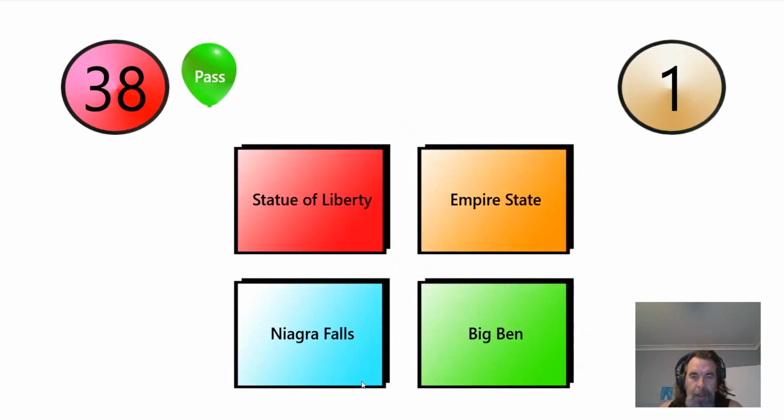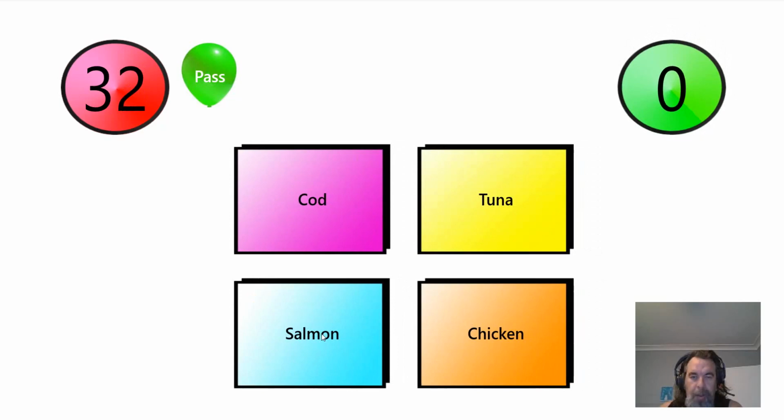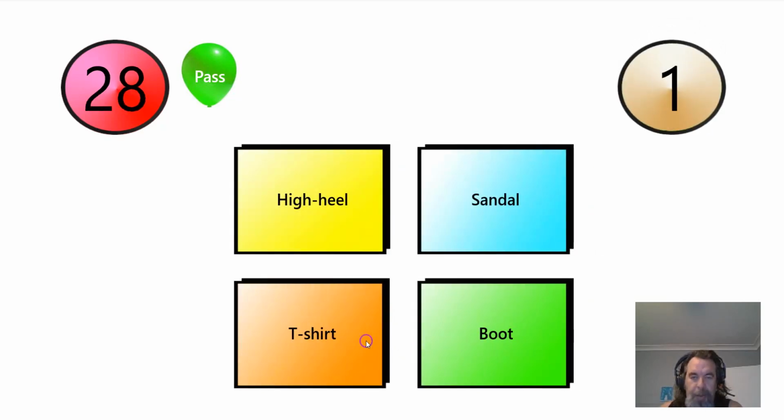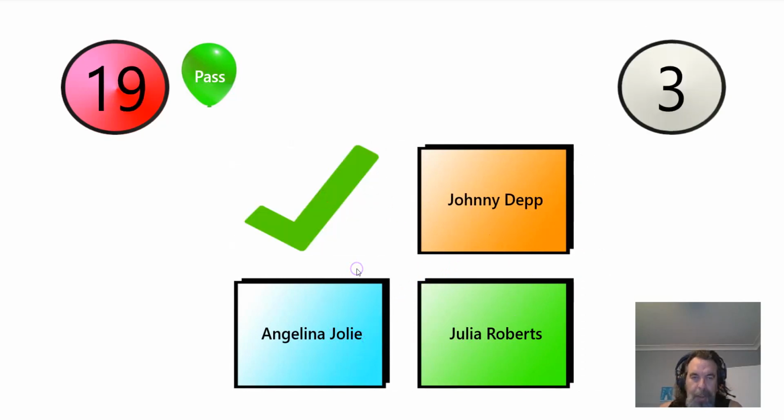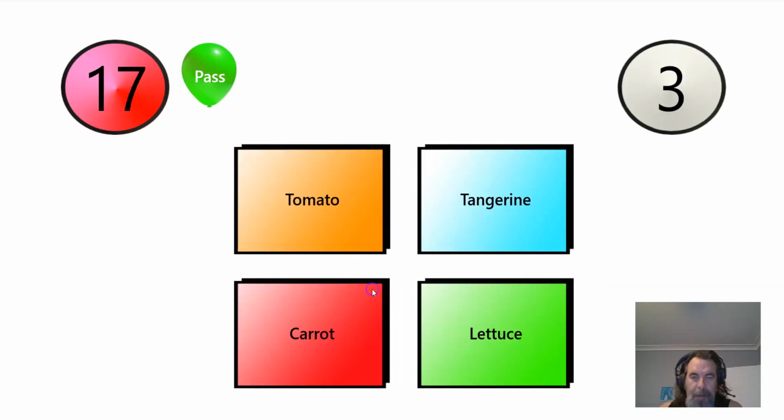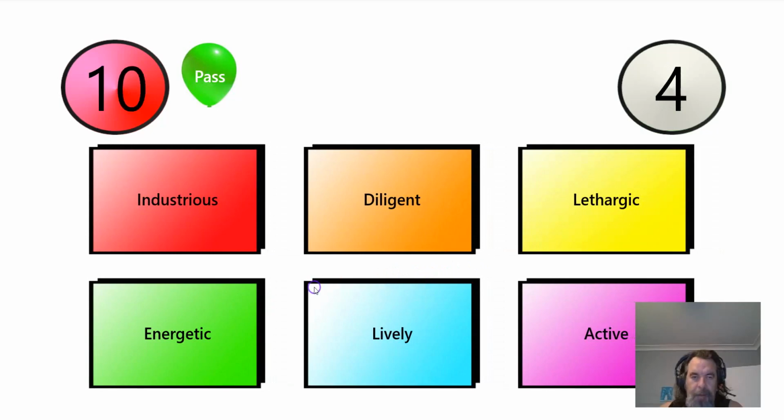Statue of Liberty, Big Ben, Niagara Falls. Oh, no! Cod, tuna, oh, they're all fish, so the chicken. High heel, sandal, boot, t-shirt. Well, t-shirt's not a shoe, the rest of them are. Michael Jackson, Johnny Depp, Angelina Jolie, Julia Roberts. They're all actors, so Michael Jackson. Tomato, tangerine, lettuce, carrot. Tangerine? Yeah, because the others are all vegetables, even though, anyway.